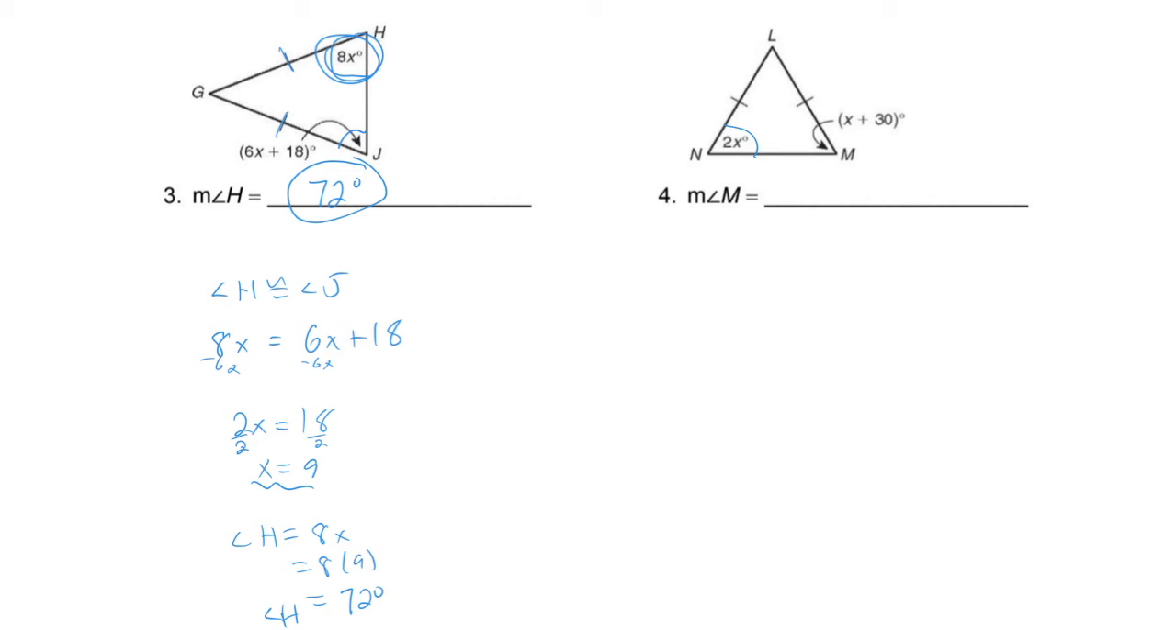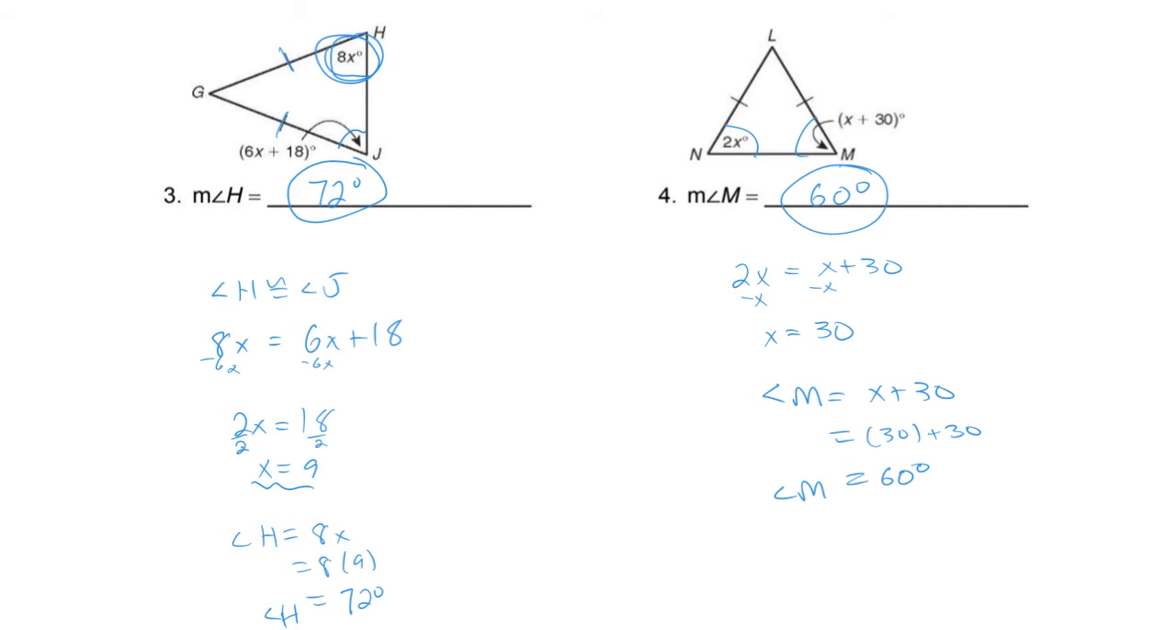All right, and 4 is going to be similar, right? These angles are congruent, so we set them equal to each other. 2x is equal to x plus 30 minus the x over, and we get x equals 30. Now we're looking for angle M, which is equal to x plus 30. So we're going to substitute in 30 plus 30. So we get 60 degrees for angle M. Okay, so also N is 60 degrees. Right, and that's how we solve.